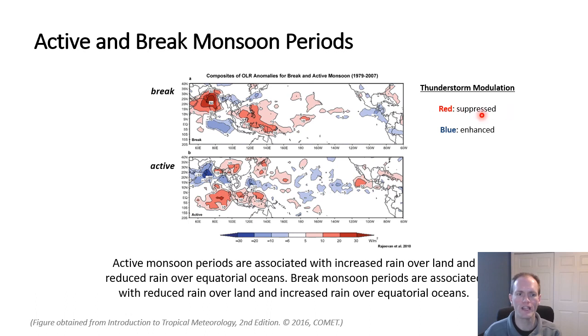Red regions are suppressed thunderstorm activity associated with enhanced outgoing longwave radiation. Blue regions are associated with enhanced thunderstorm activity, associated with reduced outgoing longwave radiation. So during a break phase, we have suppressed thunderstorm activity in conjunction with the Asian monsoon over the Indian subcontinent, but we have slightly elevated precipitation across the equatorial Indian Ocean. The pattern flips during these active periods, where you have enhanced precipitation over the Indian subcontinent in association with a stronger monsoon, and you have reduced precipitation over the equatorial Indian Ocean to its south and east.